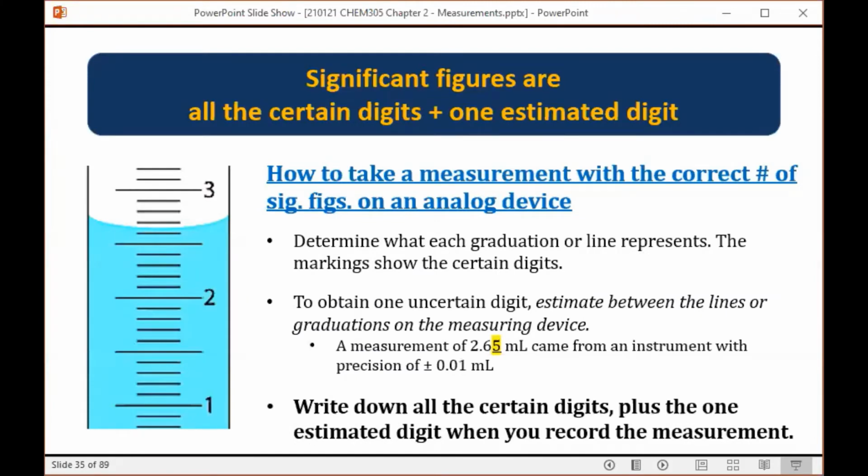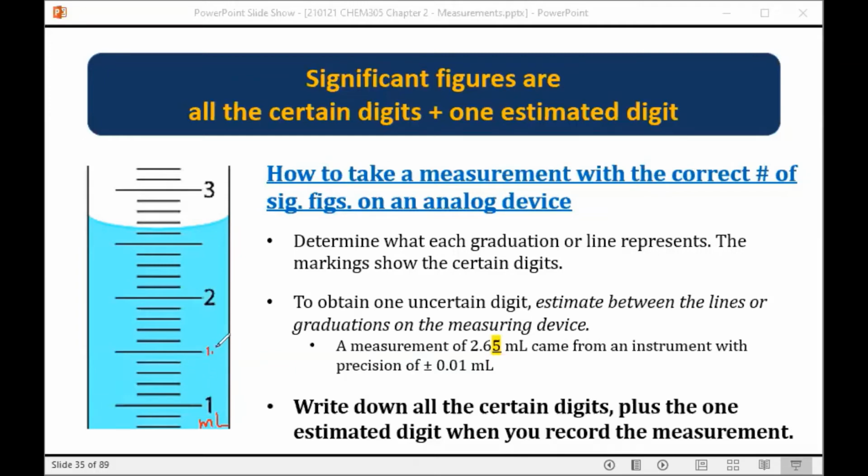Okay, so how do you take a measurement with the correct number of sig figs on an analog device? This will be really important in experiment 1, when the whole lab is based on taking measurements and recording the correct number of sig figs. To take a measurement on an analog device, you want to determine what each graduation or line on the device represents, because the markings show you the certain digits. So let's say we're reading this graduated cylinder that's pictured, in units of milliliters. We have markings of 1 to 2 milliliters, and in between, we have smaller graduations. If we count them, there are 10 graduations between the 1 and the 2. So each graduation represents a tenth of a milliliter.